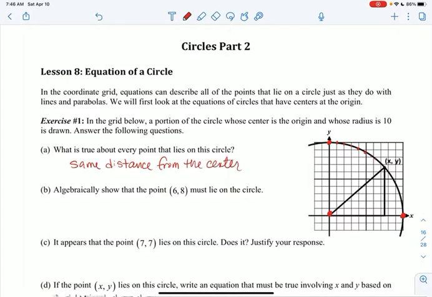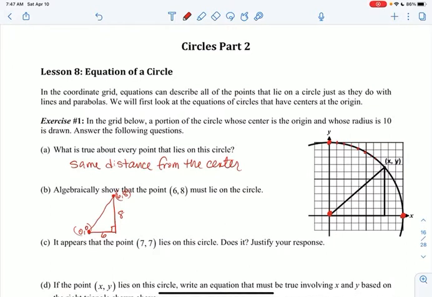Okay? Now next I want to algebraically show that the point (6, 8) must lie on the circle. So I'm going to do that by drawing myself a triangle. Okay, so again, pretending that this is the origin of the circle, and this was 6, and this was 8. If this point right here was (6, 8), and this was (0, 0), that's the origin.